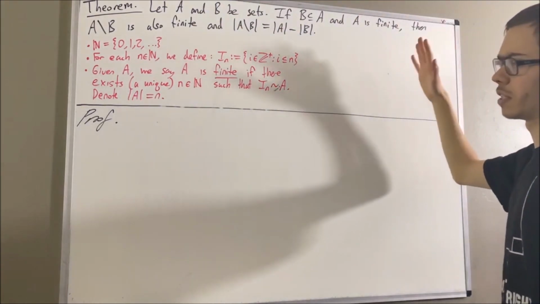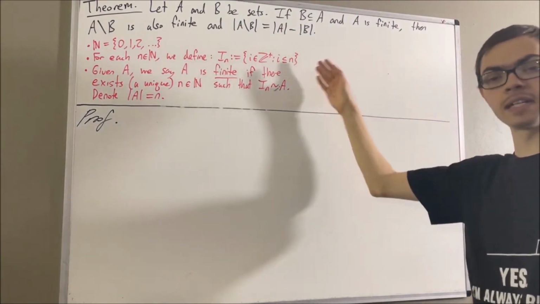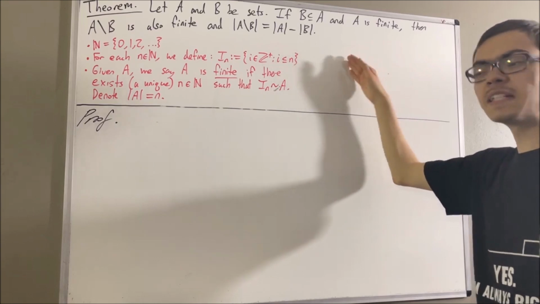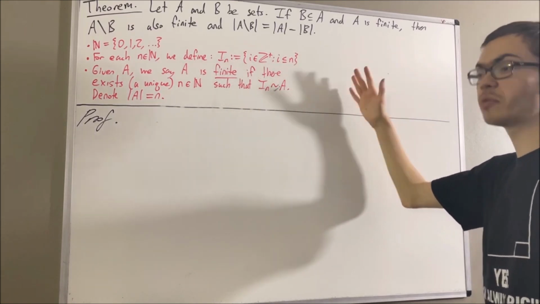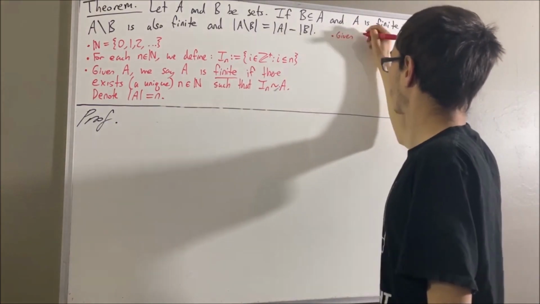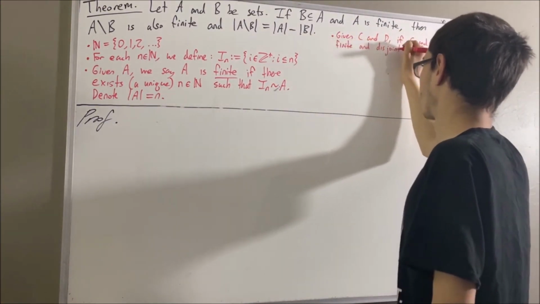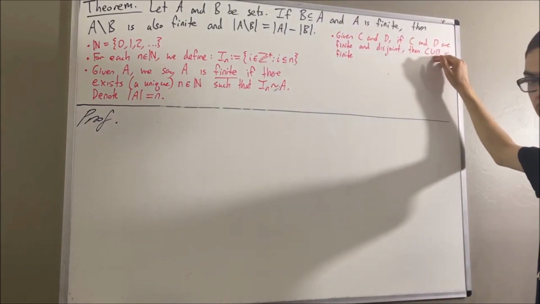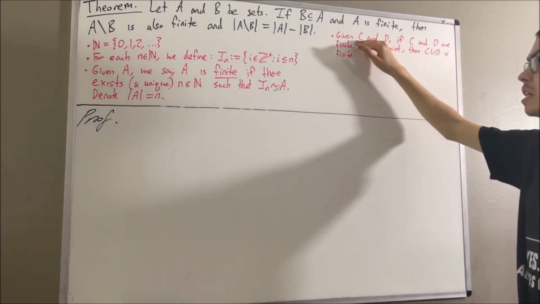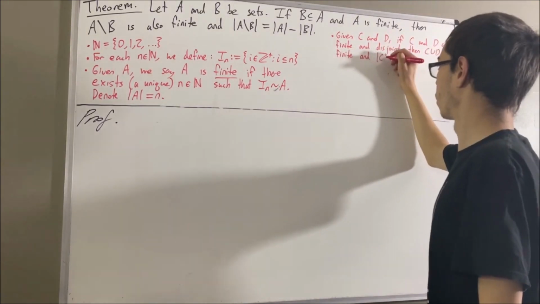Just like that. And now, we're going to use two facts regarding finite sets in order to prove this theorem. The first one goes like this. Given any two sets, C and D, if C and D are finite and disjoint, then the union of C and D is finite. And the number of elements in the union of C and D is equal to the number of elements in C plus the number of elements in D.